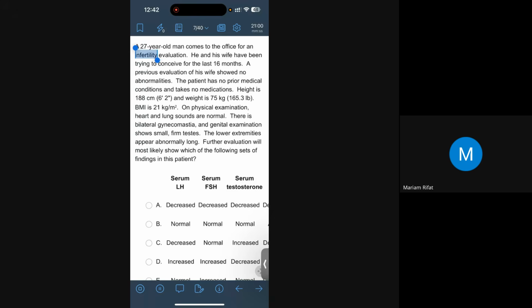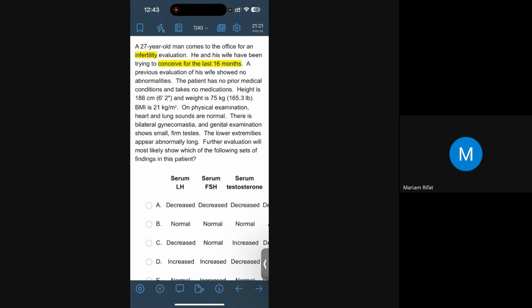A 27-year-old man presents for infertility evaluation. He has been trying to conceive for the last 16 months. Previous evaluation of his wife showed no abnormality. That means his wife is normal. The problem is within the man.